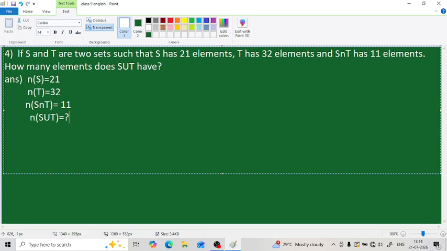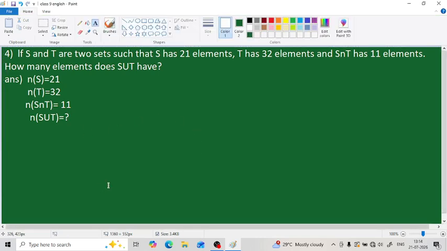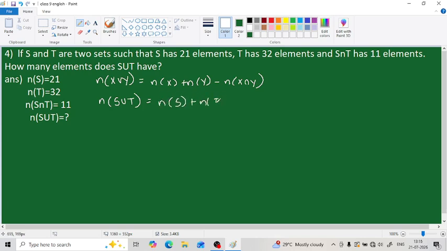So this is the hypothesis of our question, and here what we have to do? First we have to write the equation, isn't it? N of X union Y equals N of X plus N of Y minus N of X intersection Y. Either you can write this equation by heart, otherwise you can replace it directly. So here N of S union T equals N of S plus N of T minus N of S intersection T. Given the values, N of S union T is not given.